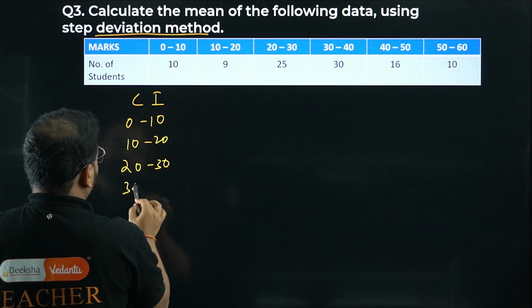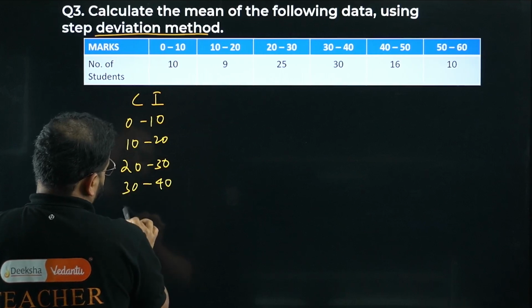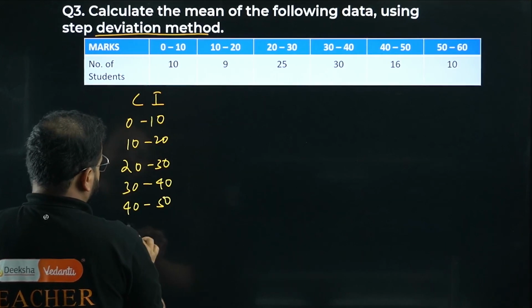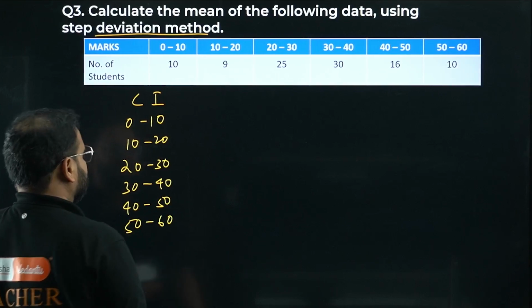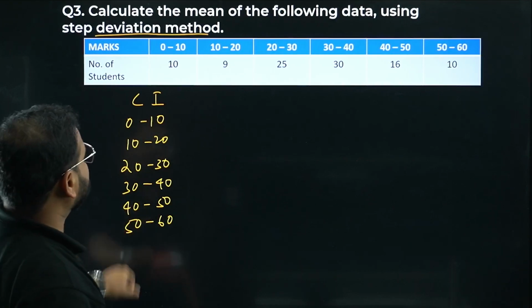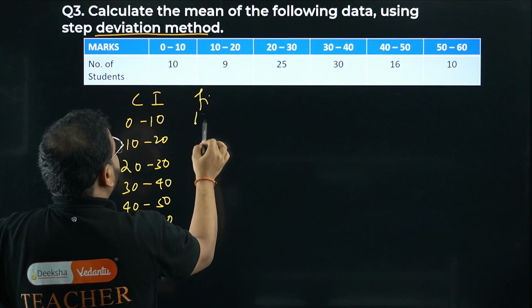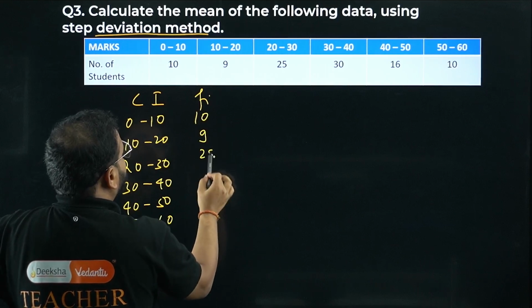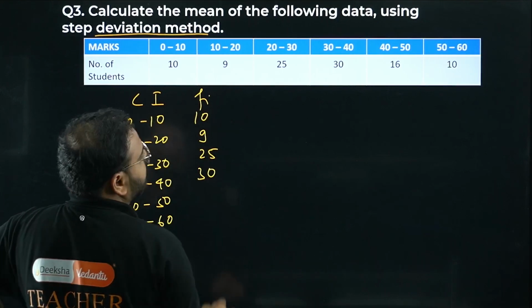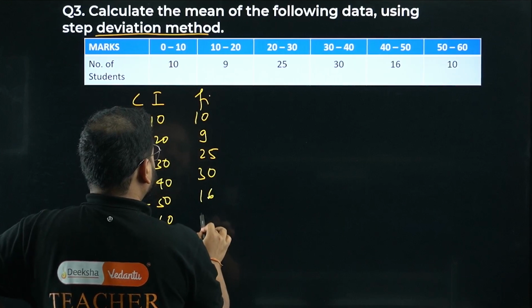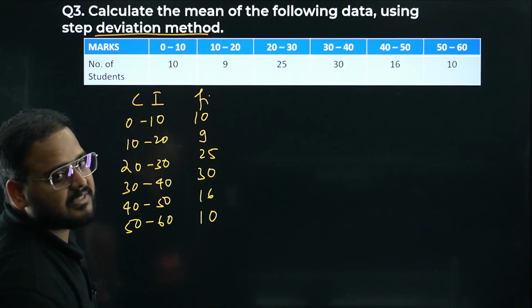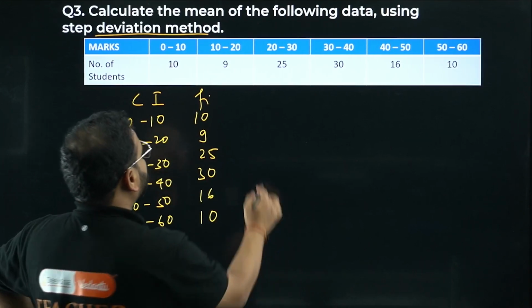30 to 40, 50 and 50 to 60. Am I right? 1, 2, 3, 4, 5, 6. Okay. Write the frequency now. They've also given this value. Fi is given as 10, 9, 25, 30, 16 and 10. This is frequency Fi. Okay. Next step is what, sir?